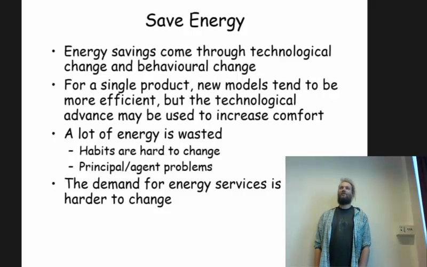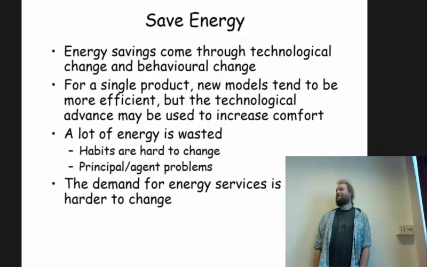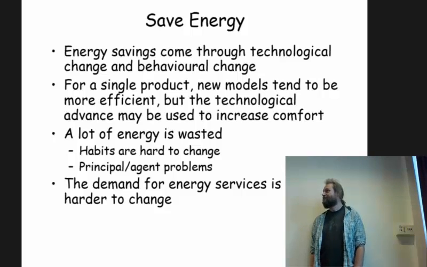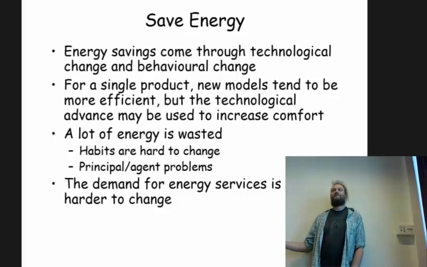So it is in your interest to put double glazing in your house. But you can't because the contract says you're simply not allowed to make structural changes like that to the apartment that you rent. Whereas the landlord has no interest in doing so because these energy savings are not passed through in higher rents. A classical principal agent problem.